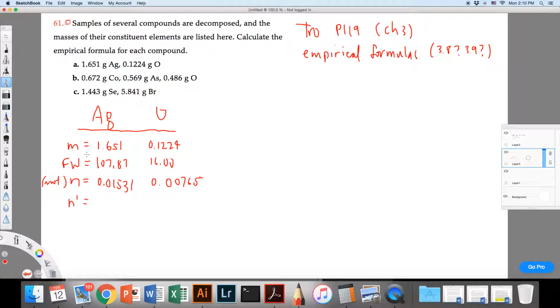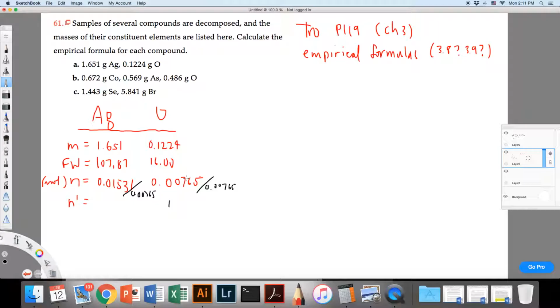Now the way that I've done this in previous videos is I've said, let's go n prime. This is the moles, right? That's the total moles that we've got in this sample. But now let's divide everything by the smallest number. I'm going to use a different color to accentuate what's going on here. What's the smallest number of those two? It's 0.00765, right? So n prime, this one's going to be 1, because that divided by that is 1.